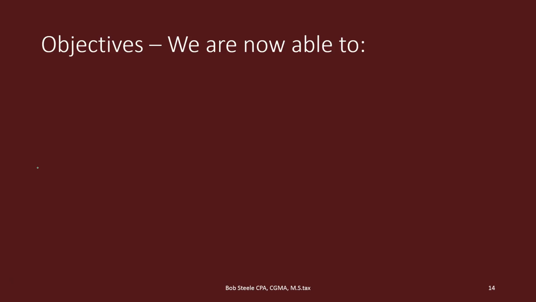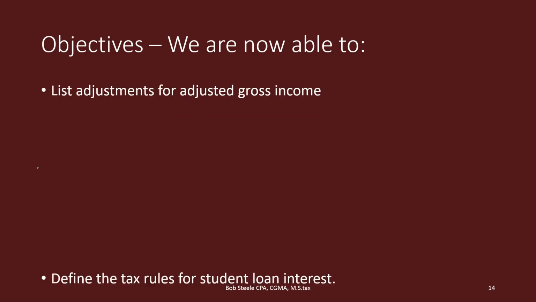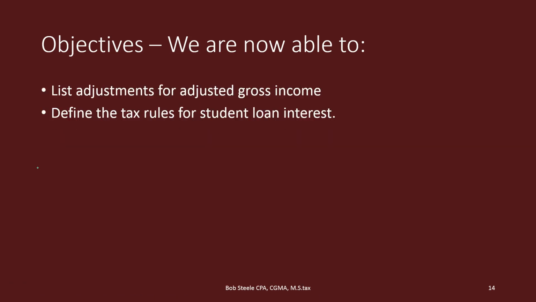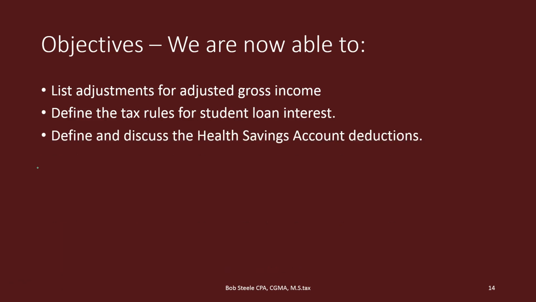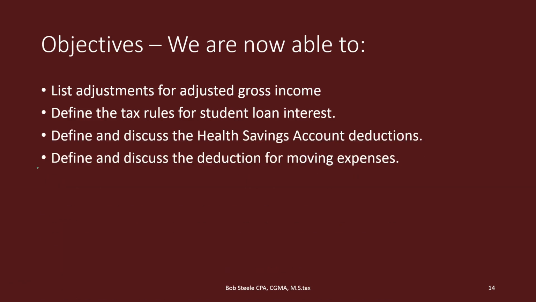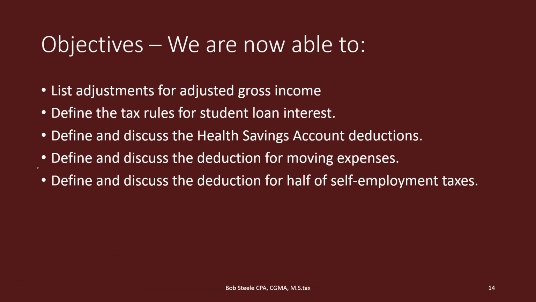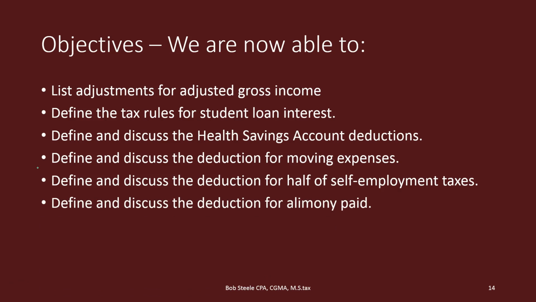All right, so objectives. We are now able to list adjustments for adjusted gross income, define the tax rules for student loan interest, define and discuss the health savings account deductions, define and discuss the deduction for moving expenses, define and discuss the deduction for half of self-employment taxes, as well as define and discuss the deduction for alimony paid.